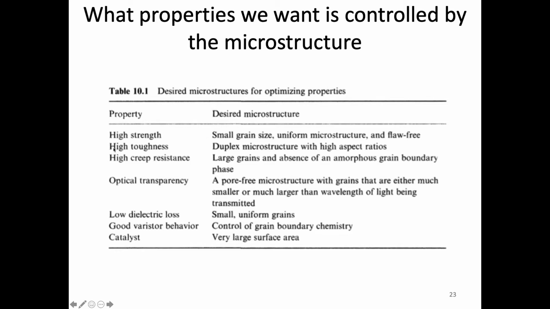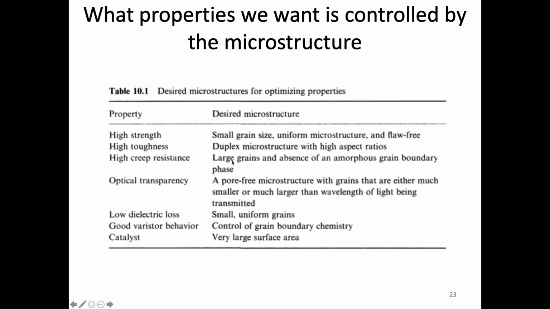We've talked about toughness before, so if we wanted to emphasize toughness, then we would actually want to get a duplex microstructure. What we mean there is that we have two different sizes, and that kind of emphasizes the crack deflection mechanism that we talked about. And if we had high aspect ratios, that would be like deflection or crack bridging, and so that would be good for toughness.